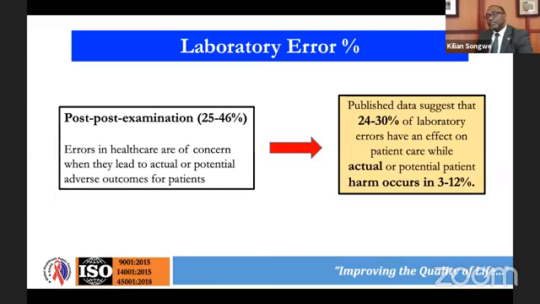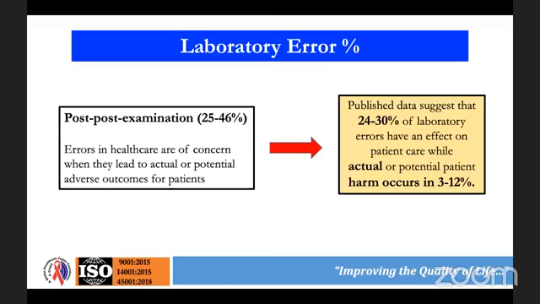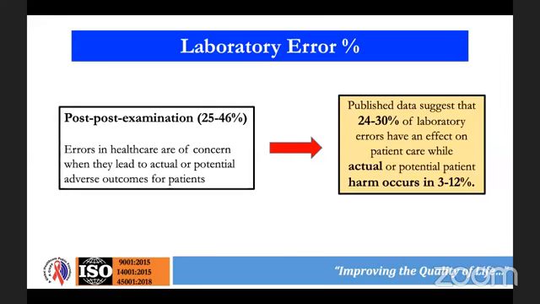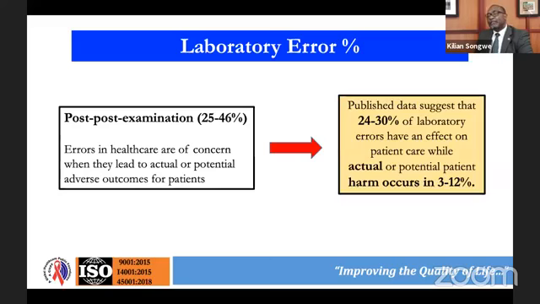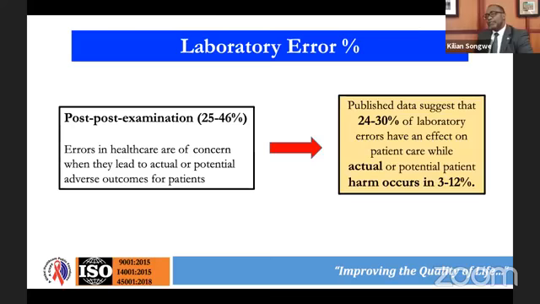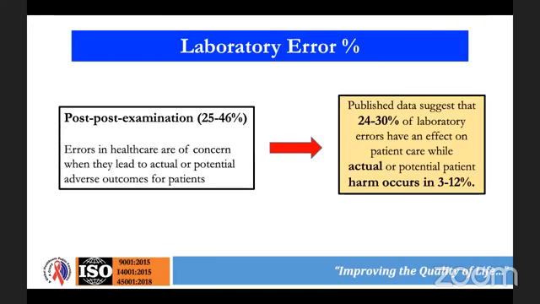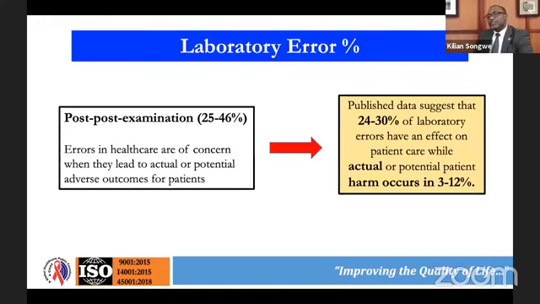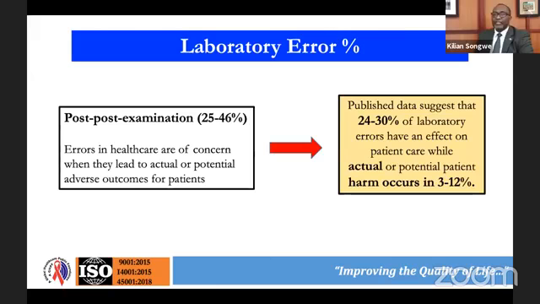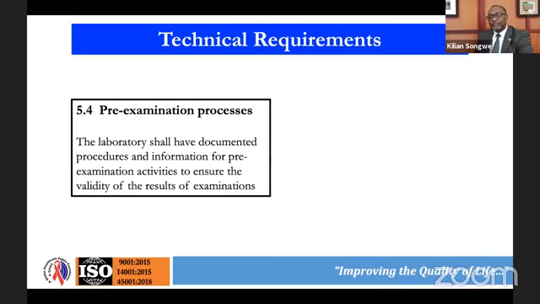And this is really important to look at, the percentages that we're looking at here. We have 24 to 30% of laboratory error having an effect on patient care, while actual harm or potential harm occurs in 3 to 12% of that population group. That's a very big population group when you're thinking about it. And what is important to note when we think about laboratory error is the fact that for each patient to whom there is an error, that is 100% of error within that laboratory. That is 100% error to that particular patient.